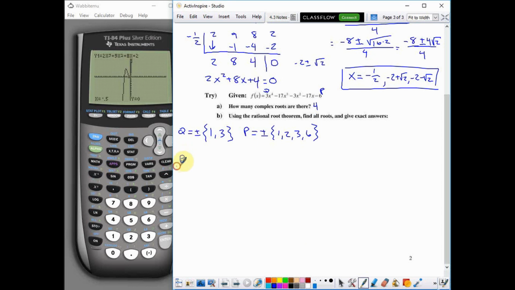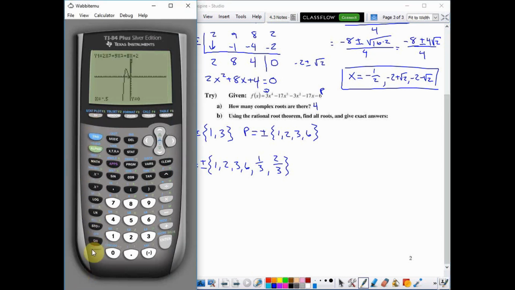So P over Q, all the P's over all the Q's. So all of these over 1. I got my plus or minus there. So everything over 1 is 1, 2, 3, 6. And then everything over 3: 1/3, 2/3, 3/3, which is 1, 6/3, which is 2, so I don't need to rewrite those. So that's my list.